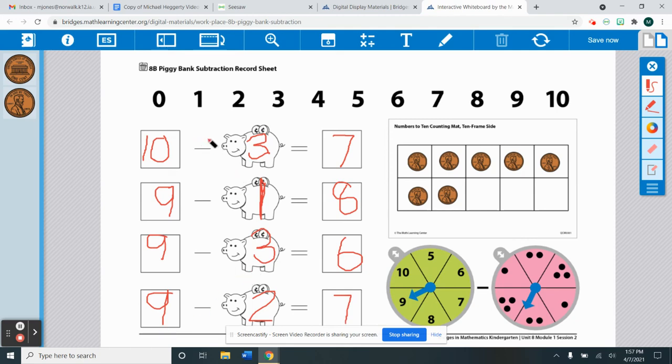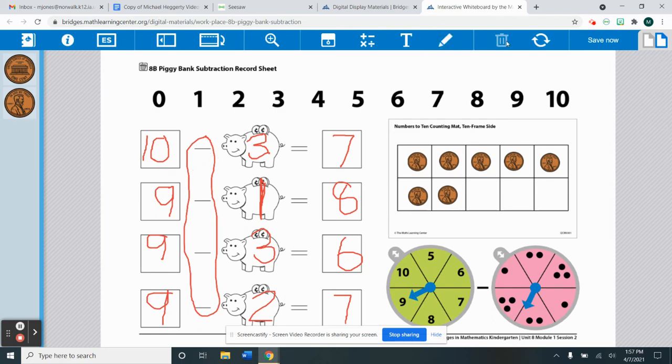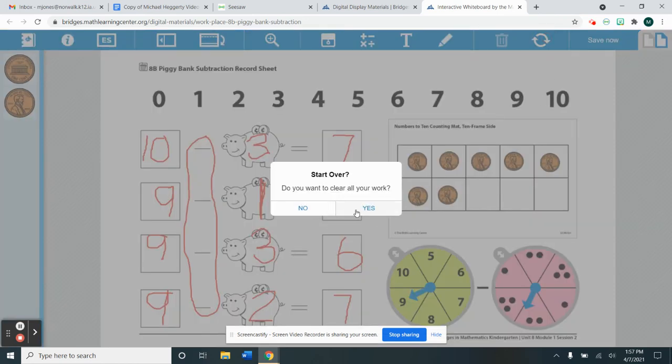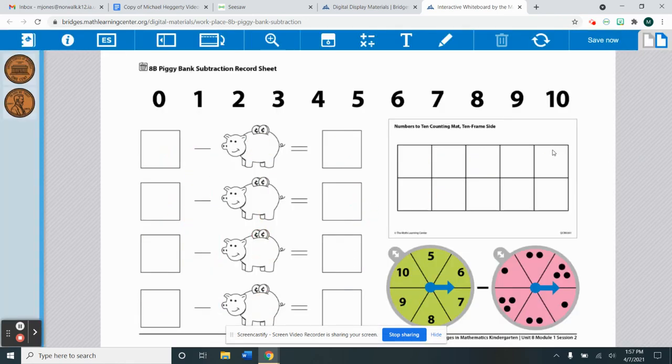So remember, our subtraction, you can say, is minus, take away. This is where you are taking away or subtracting an amount. Whereas adding, the plus sign, you will add to it. So we are working on our subtraction. When you're done, you can clear your board and you can play all over again.